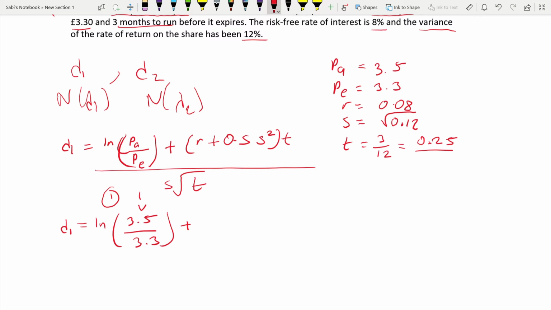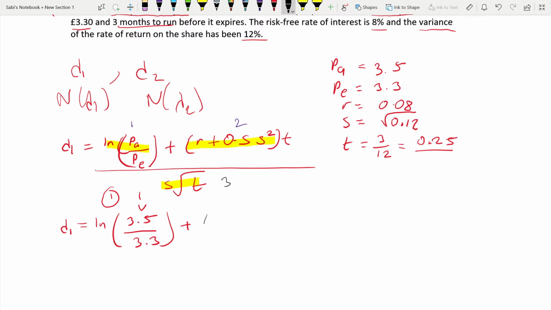Then the next one is this part. Let me highlight it for you. So this is the second part which you can do, and this is the first part you can do. Let me number it. 1. Second, and this one is number 3. So you can do this calculation in 3 stages and finally get the answer: 1 plus 2 divided by 3, and find D1.